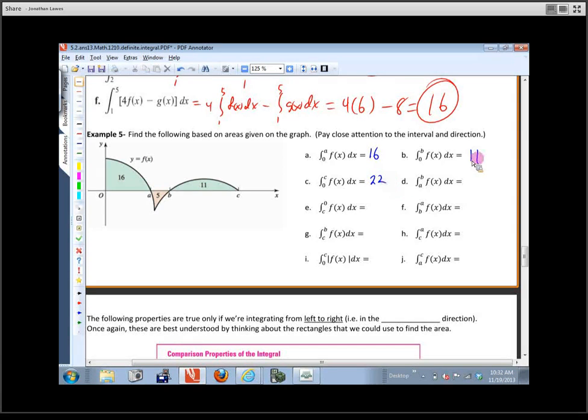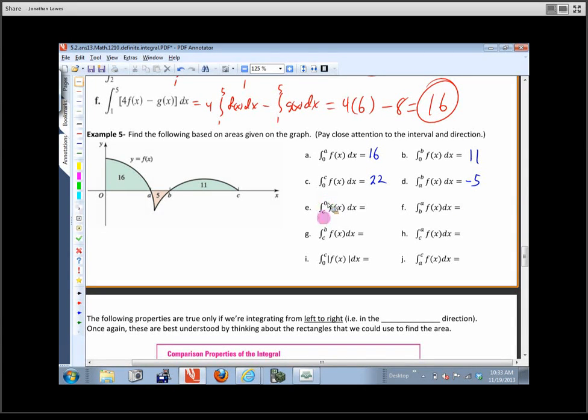Or if you just take the last answer and continue integrating, add another 11 to this, that would get you 22 also. Now I'm going to go from A to B. From A to B, integrating in the positive direction. This whole area is below the x-axis, so this is going to be negative 5.